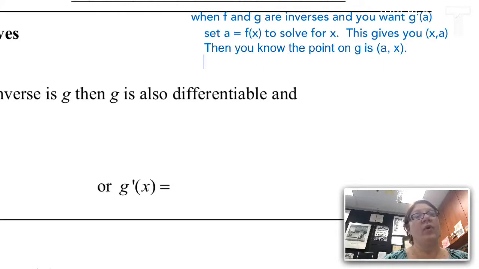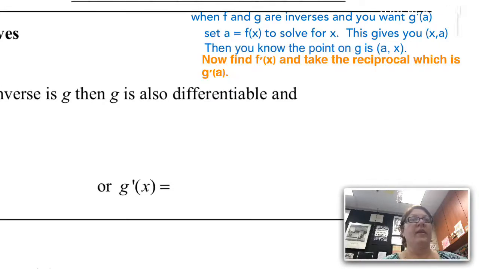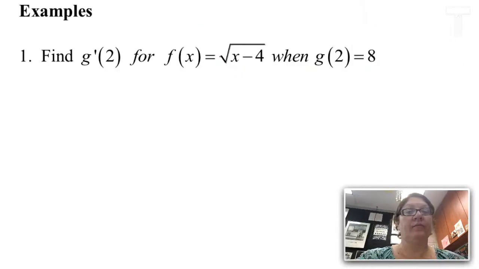Now you know that the point on g is a comma x, because the point switches, the x's and the y's trade places. And so next you will find f prime of x, and then you'll take the reciprocal, which is the slope at a. Alright, so let's try a few of these.